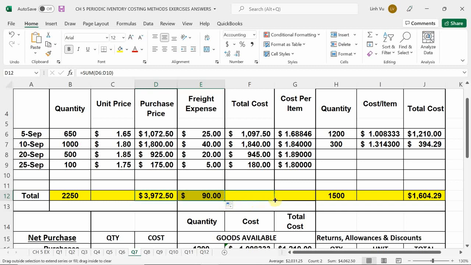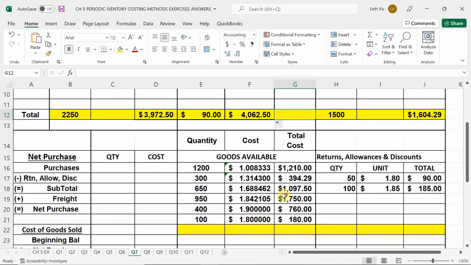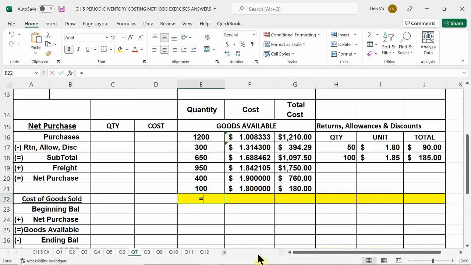Should be 4,062.50. Right. All right. Let's go ahead and calculate our goods available.